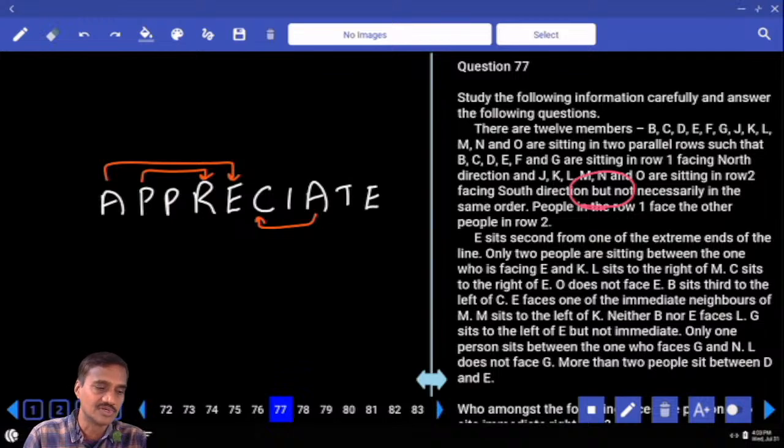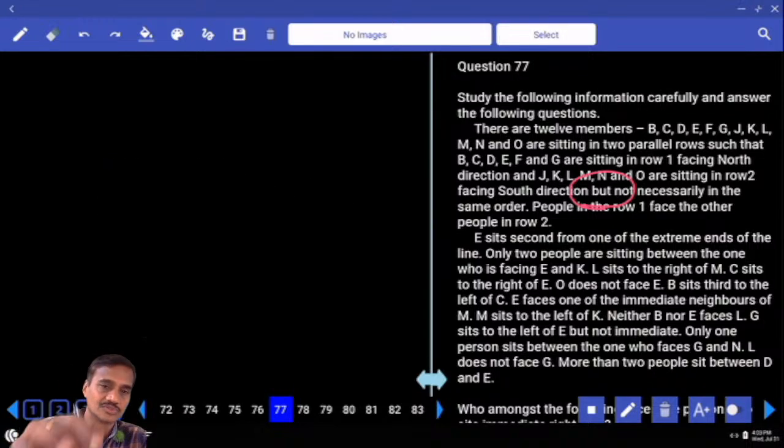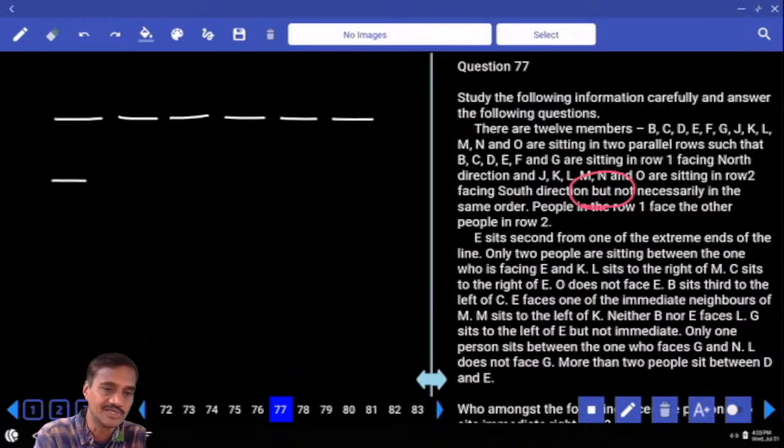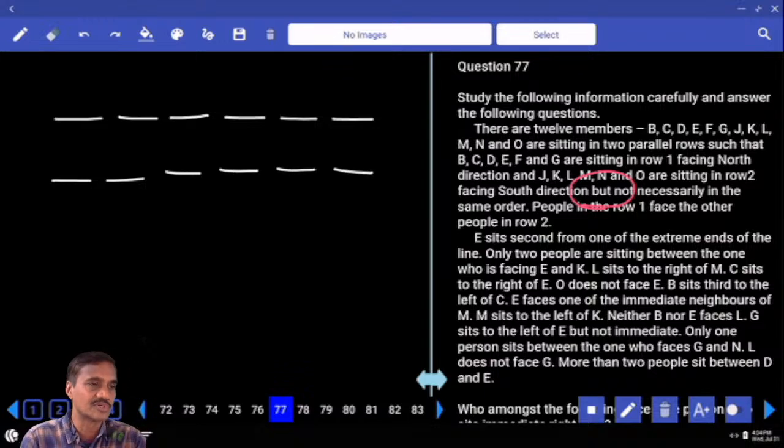Then 77 onwards. Now in 77, what is the information we have? 12 members seated in 2 parallel rows. Now, first or second priority? As of now, we have already done 2 sets, isn't it? Then better to keep this one under the second priority.